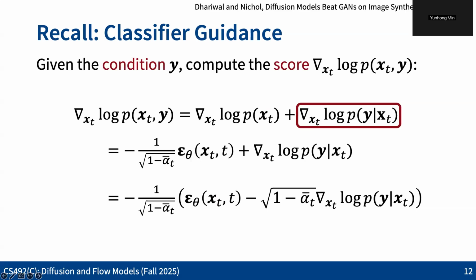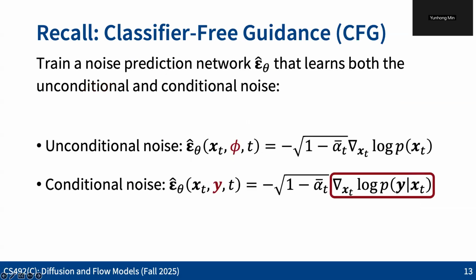And the idea for the classifier guidance was to basically train a classifier, so that we can compute this more explicitly by just training an additional neural network. And the idea for the classifier-free guidance was to basically train a single network that can learn both the unconditional denoiser and also the conditional denoiser, which correspond to the marginal score here and also the likelihood score here.